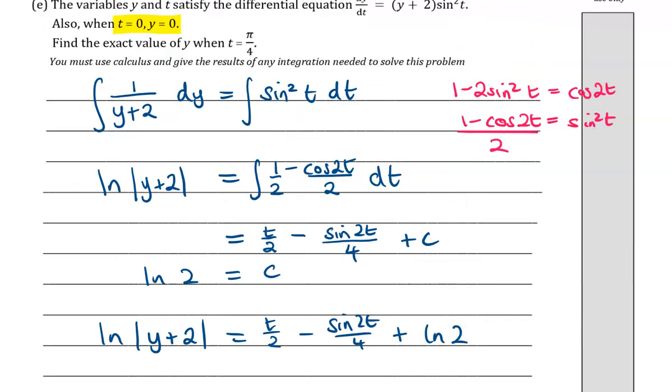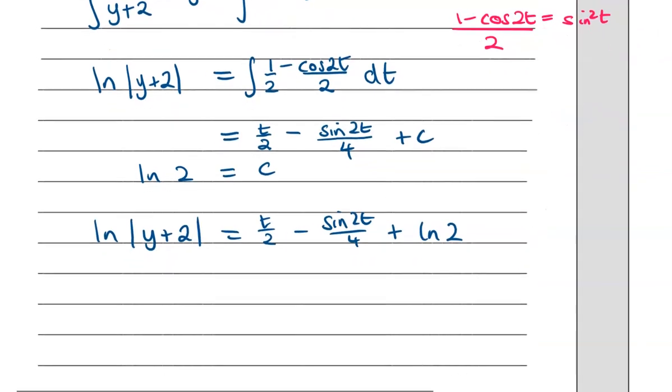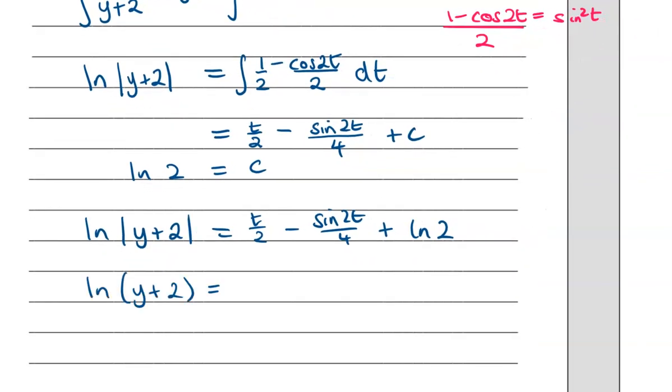We want the exact value of y when t is pi by 4. Now note it's exact value. So we should be giving the exact answer, although the mark scheme did actually accept the decimal here. So let's go back down here. So substituting in pi by 4, we get pi by 8 minus 1/4, because sine of 2 lots of pi by 4 is going to be 1, and plus ln 2.